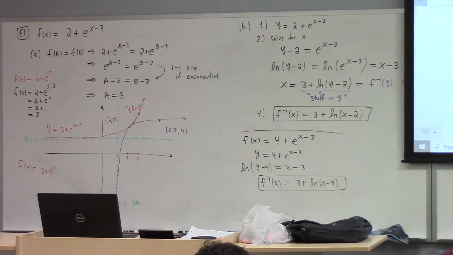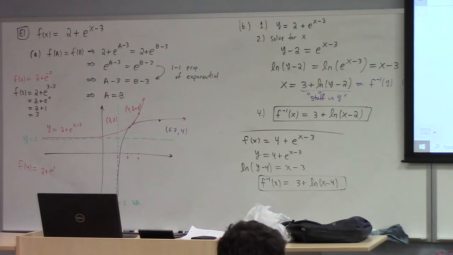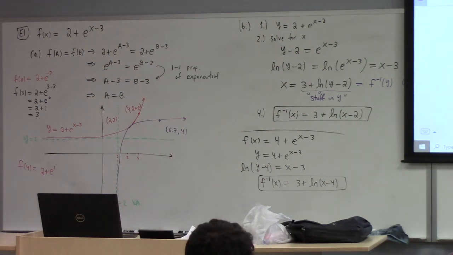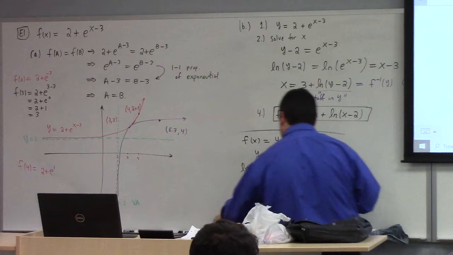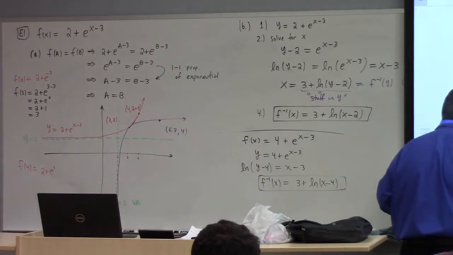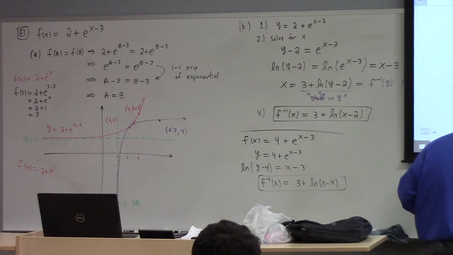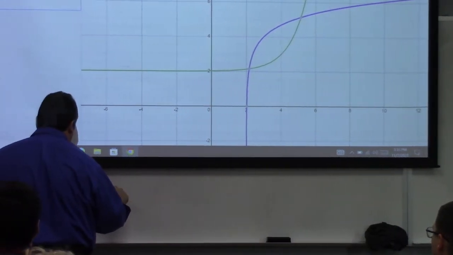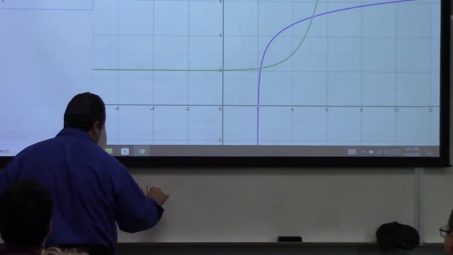And what's interesting here is with this one, if you try to find these points of intersection algebraically, I don't think you can do it. Not with algebra anyway. Look, what would the points of intersection here look like? You'd have to solve 2 plus e to the x minus 4, right? Equals 4 plus the natural log of x minus 2. Can you solve that?